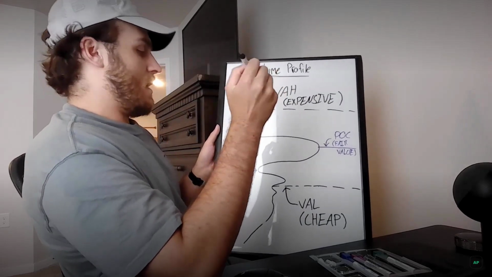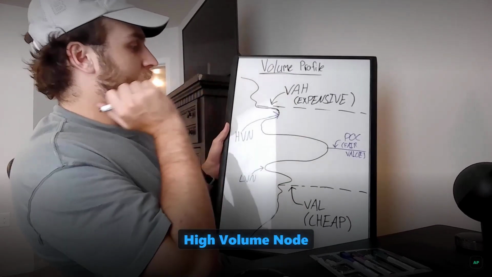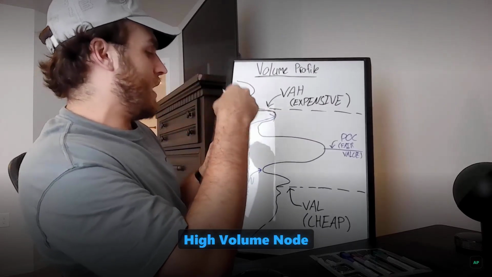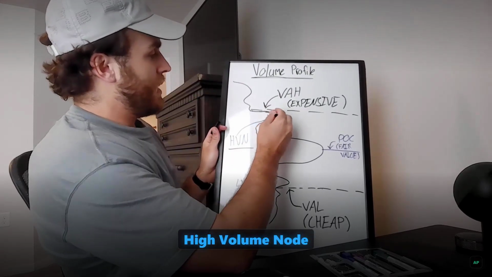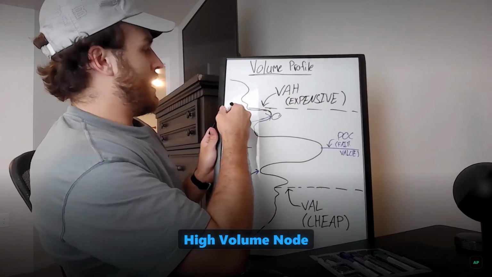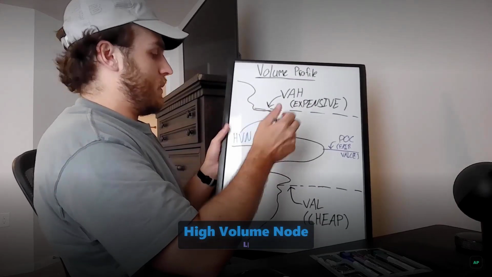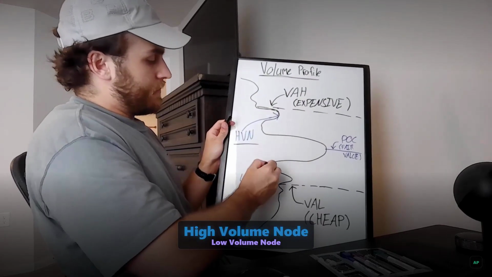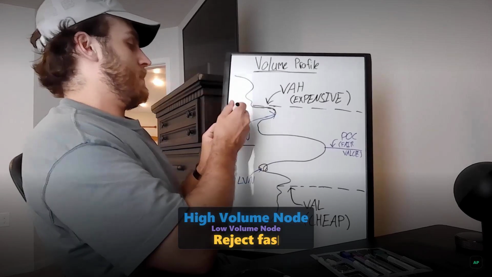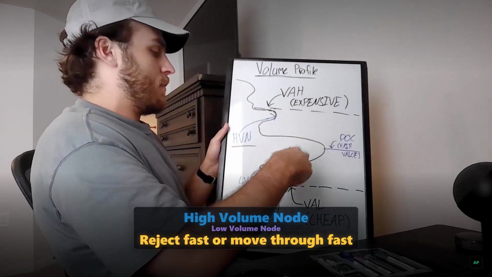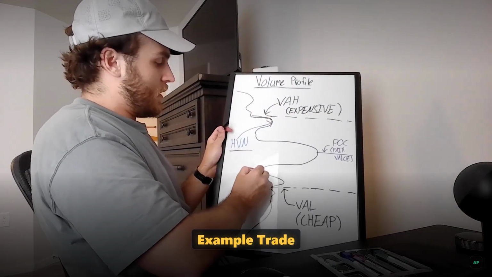Now, it's not always going to look like a perfect evenly distributed profile, so that's why I drew a random volume profile that has high volume nodes and low volume nodes. High volume nodes are where there has been a lot of volume in that area, so that's where you'll see it stick out a bit more. In a low volume node, like down here, there hasn't been much volume that goes through there. So if not a lot of volume goes through there, price doesn't normally like to stick there. You'll see it reject there quickly or move through quickly. Right, let's go through an example trade.